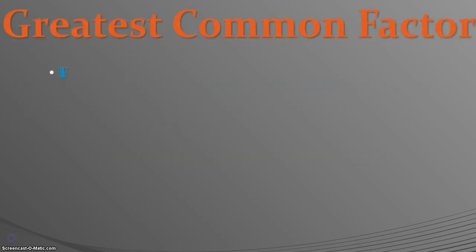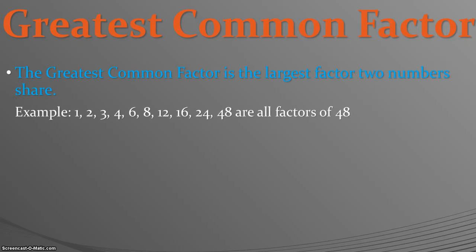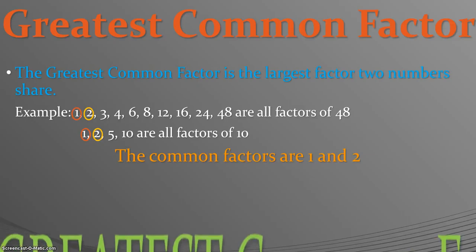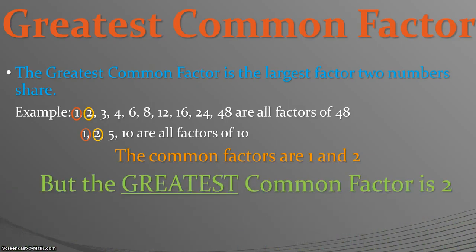Now if I'm talking about the greatest common factor, it's the largest factor that two numbers share. So the largest number that divides two numbers. So if I'm looking at 48 and 10 again, and I look at their factors, their common factors are 1 and 2. Now the greatest common factor is 2 because it's the largest factor that they have in common.